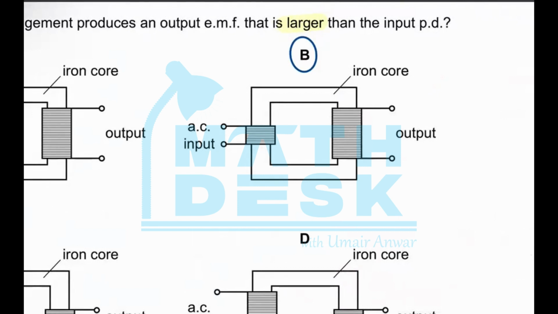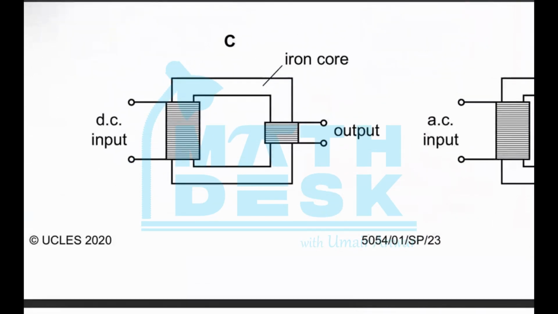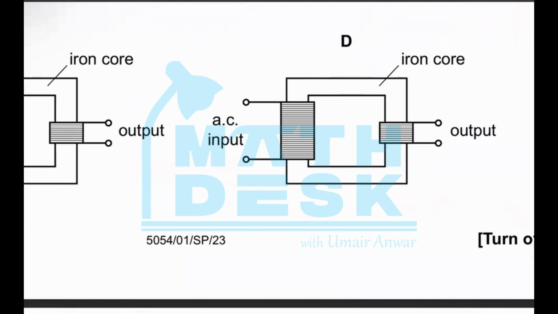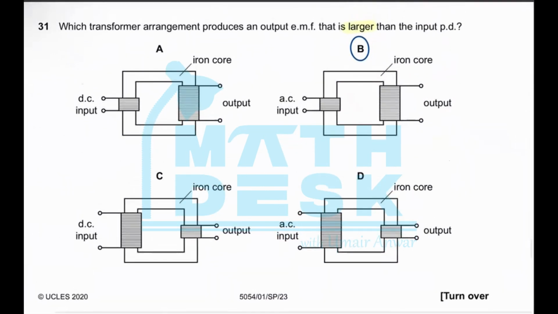output from the transformer. In part C, again, we can see that a DC input is connected, so EMF will not be induced on the output side. And in part D, we can see that AC input is connected, but the number of turns on the primary side are larger than the number of turns on the output side. So the transformer would work as a step down transformer rather than a step up transformer. So option B is the correct option over here.